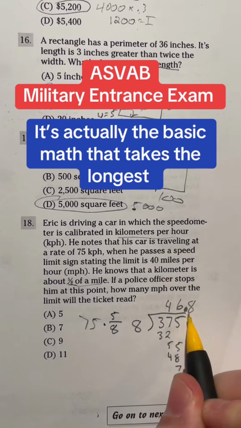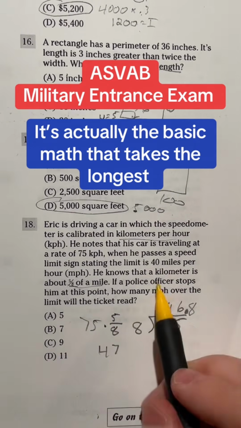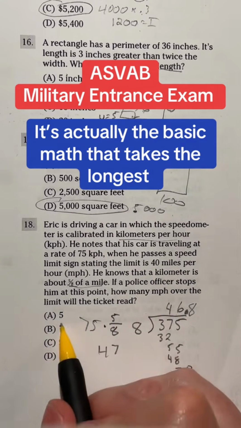But at this point, I can stop, because this is the decimal, so we can round this to the nearest whole mile per hour, because that's what we need here. So this is going to end up being 47 miles per hour. That means if it's 40 and 47, we're looking at being 7 miles per hour over, so we are looking at option B.